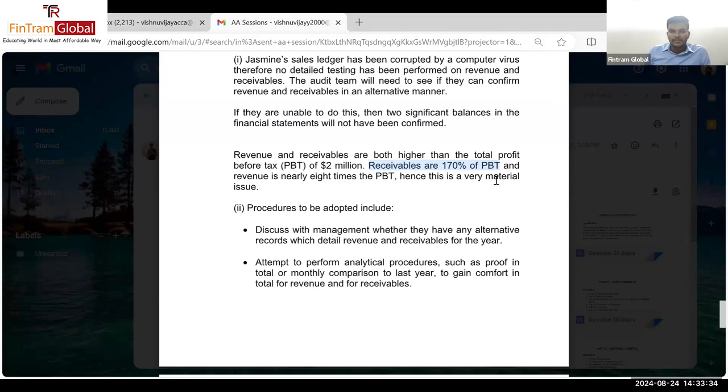Adverse opinion, right? Why? Because there's an accounting issue. There's no inability to obtain sufficient appropriate audit evidence or anything over here. It is an accounting issue, and it is a pervasive issue as well. Therefore, the opinion will be adverse. Okay, we will provide an adverse opinion.